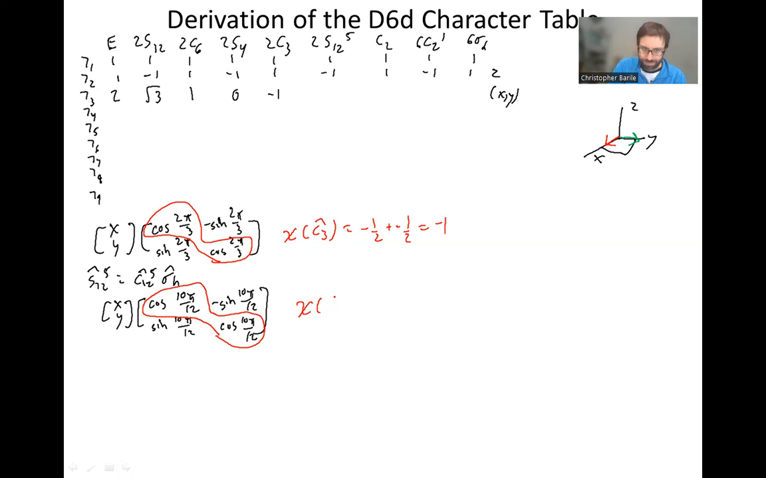Cosine of 5 pi over 6 is negative root 3 over 2. So we get negative root 3 over 2. The trace of the matrix is the sum across the diagonals. Negative root 3 over 2 plus negative root 3 over 2 equals negative root 3.